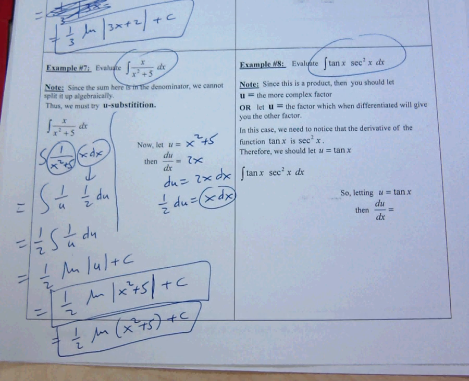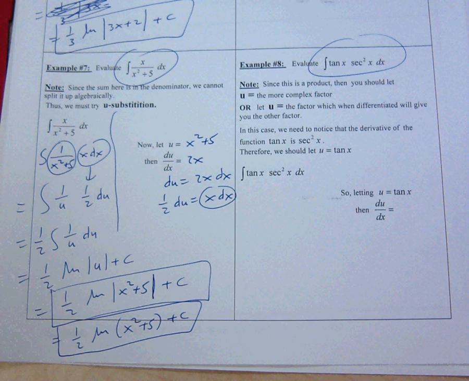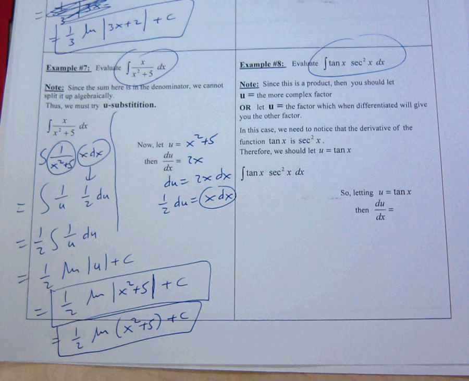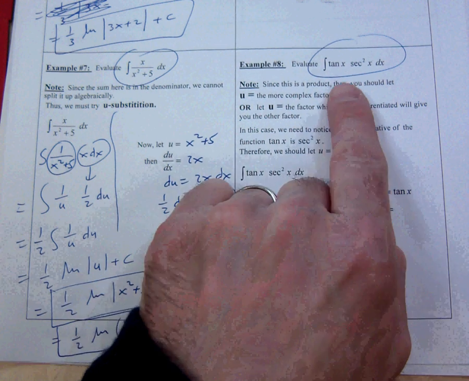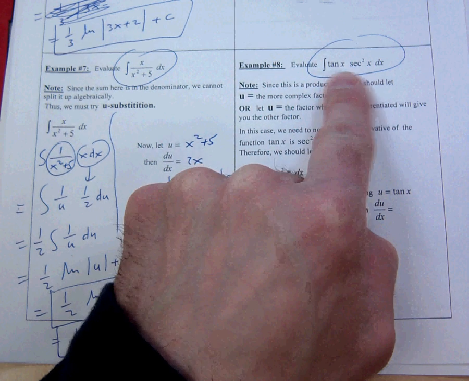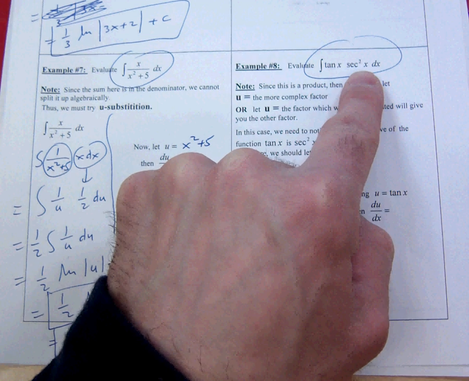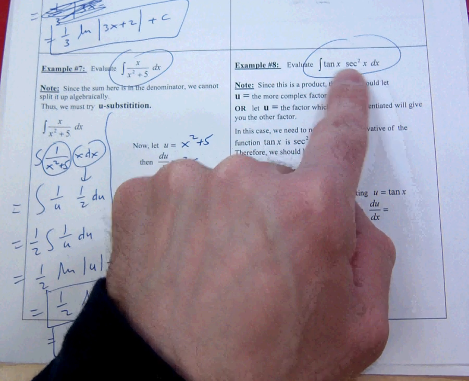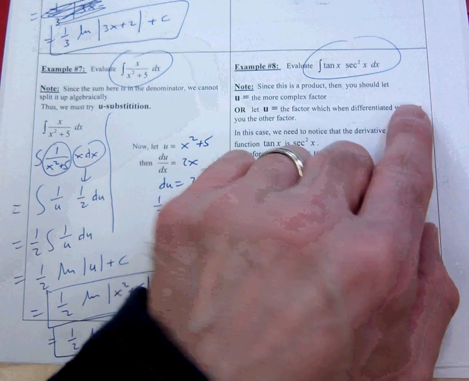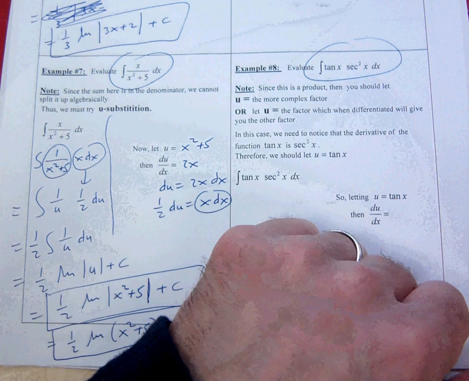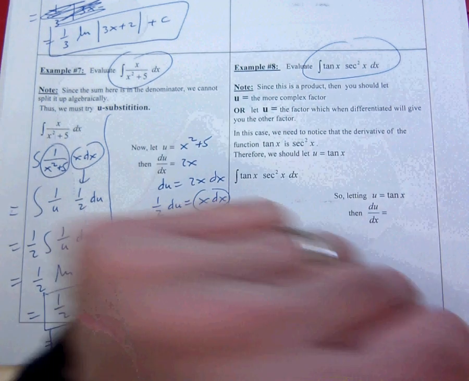All right, now you've got a choice. You've got actually 3 choices. Ready? You've got 3 choices for your U-substitution. Are you ready, guys? Please watch. Okay, I could let U be the tangent. I could let U be the secant. I could let U be secant squared. Those are my 3 choices. Everybody agree? I could let U be the tangent x. I could let U be secant x. Or I could let U be secant squared x. Everybody agree? Those are my 3 possibilities.